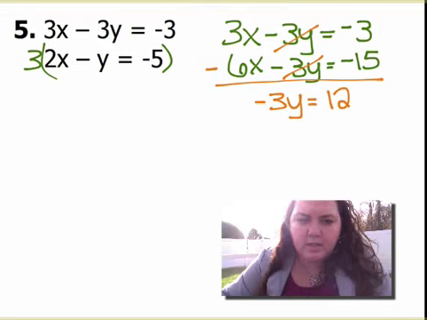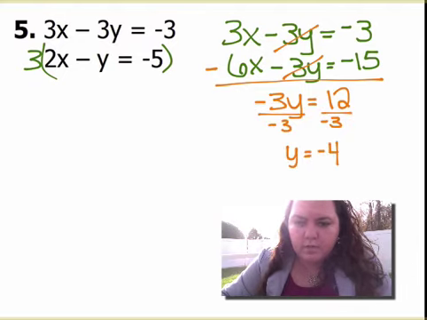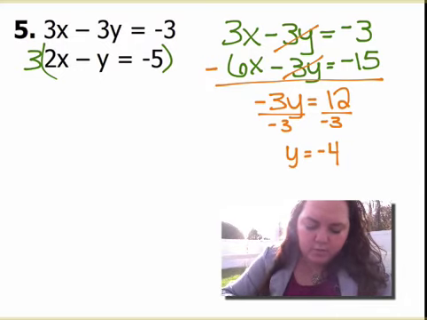Oh, that should be an x, shouldn't it? And then negative 3 minus 15 is 12. So that one I made a mistake. So this should really be an x.